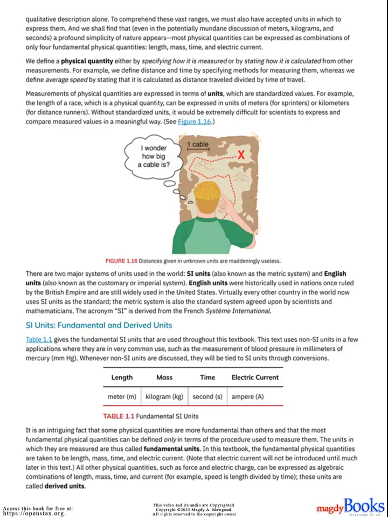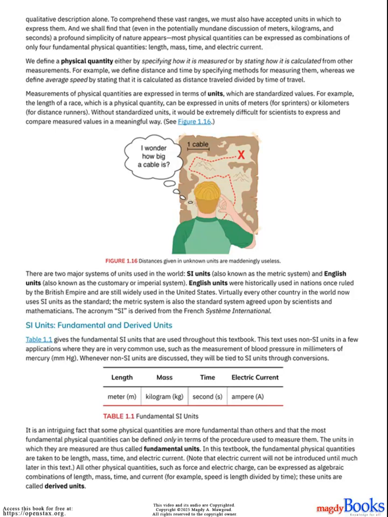There are 2 major systems of units used in the world: SI units, also known as the metric system, and English units, also known as the customary or imperial system. English units were historically used in nations once ruled by the British Empire and are still widely used in the United States. Virtually every other country in the world now uses SI units as the standard. The metric system is also the standard system agreed upon by scientists and mathematicians. The acronym SI is derived from the French Système International.